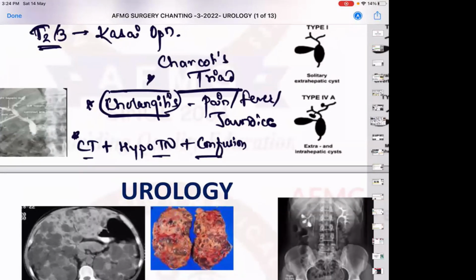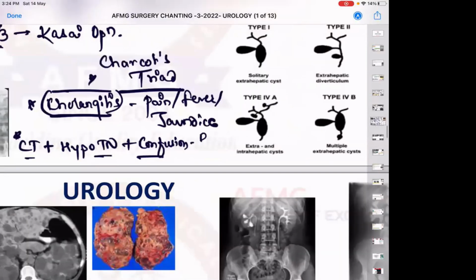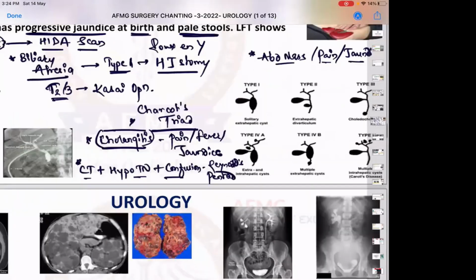Whereas along with Charcot triad, if I add hypotension and confusion, it becomes the Raynaud's pentad. No issues with this. Please remember this. So Charcot triad or Raynaud's pentad is a feature of cholangitis.